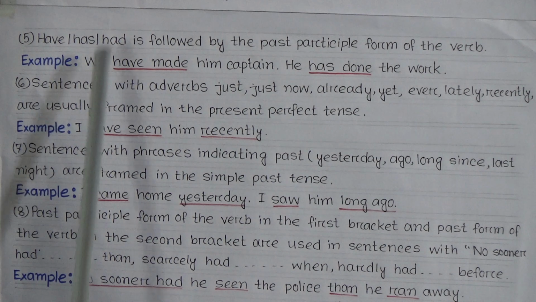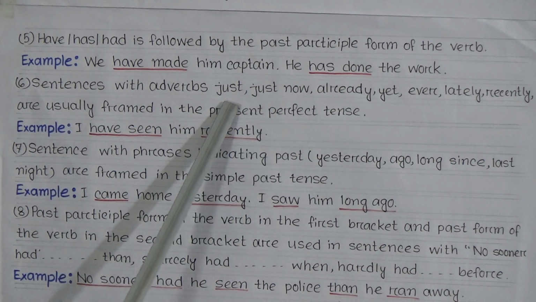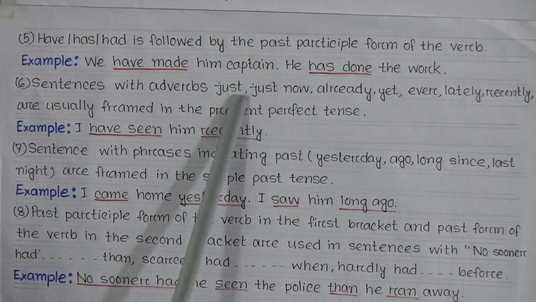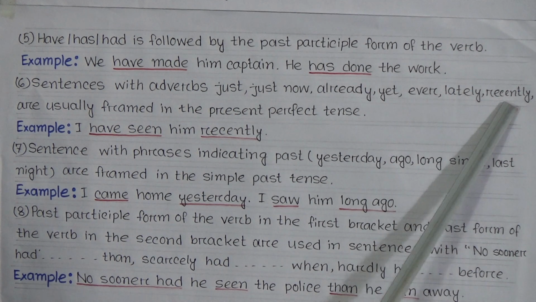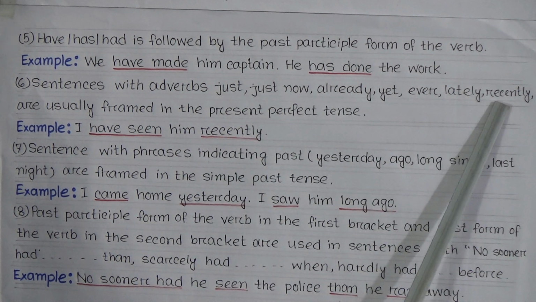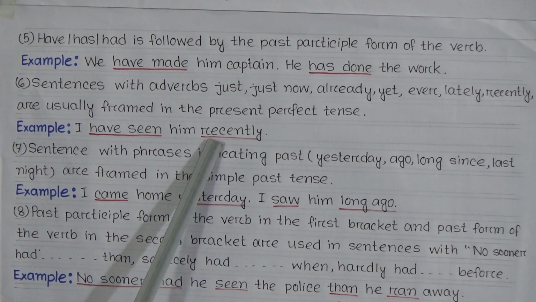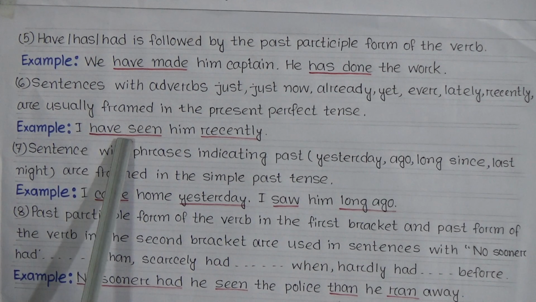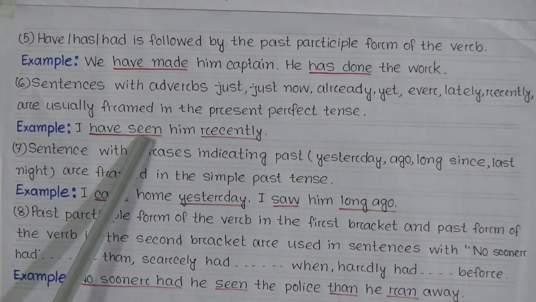Another rule is in present perfect tense. In a sentence of present perfect tense, you can get words like just now, already, yet, ever, lately, recently. You have to keep in mind these words. If you get these words in any sentence, blindly you can say that yes, this is in present perfect tense, and you have to use the verb as have or has, then the past participle form of the verb.